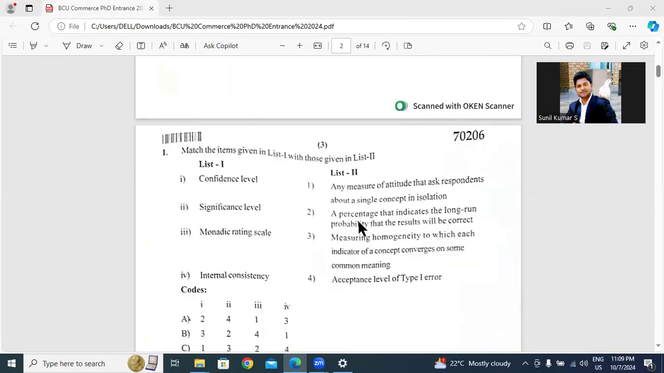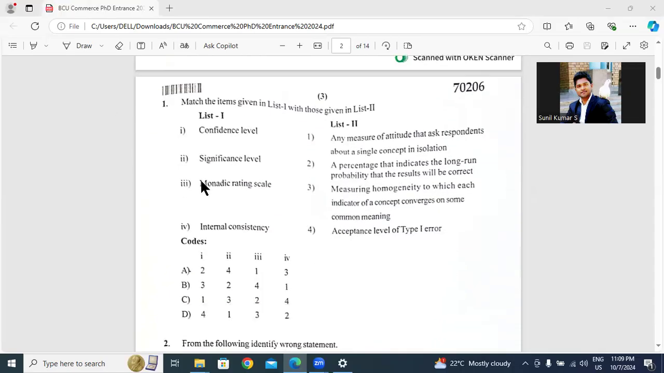Let us discuss the questions now. Actually, the key answers would be released on the 9th of this month. Before this, I would like to solve all of these briefly. Let us solve one by one.